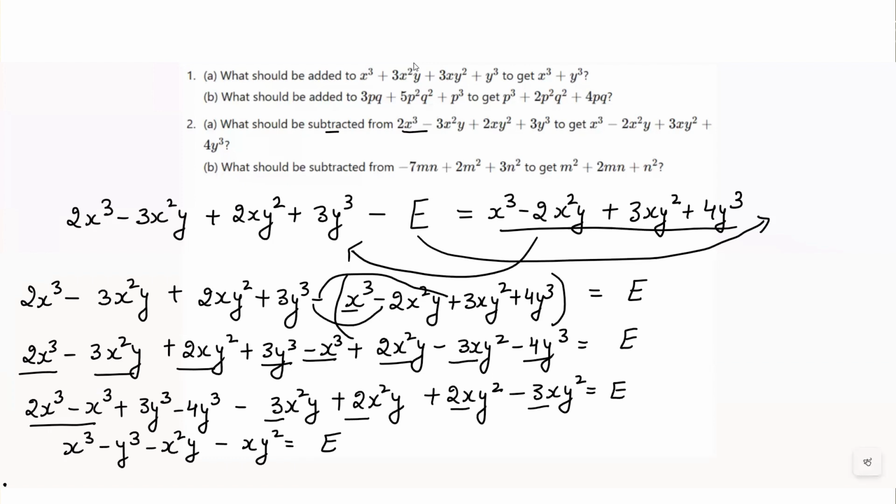This is how we can calculate the value of an expression which should be added to some expression to get another expression, or the expression that should be subtracted from some expression to get another expression.